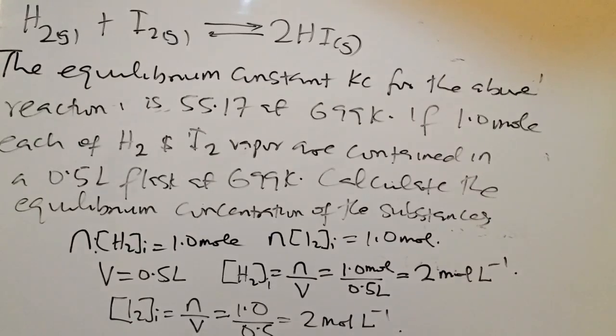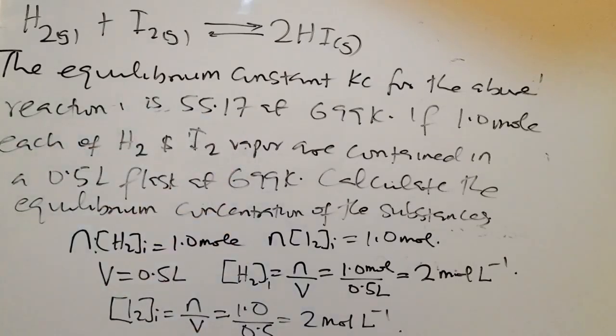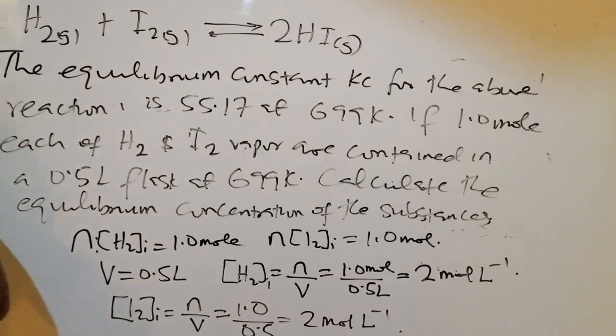So having obtained the initial concentration of iodine, the reactant, and the initial concentration of hydrogen as 2 mole per liter each, and bearing in mind that the equilibrium constant is 55.17, we're now going to prepare our ICE table, ICE which I call initial, change and equilibrium table, as we did in the previous example.